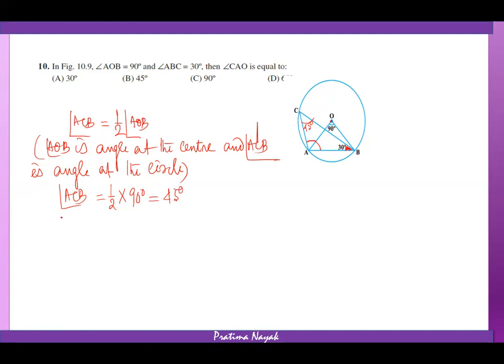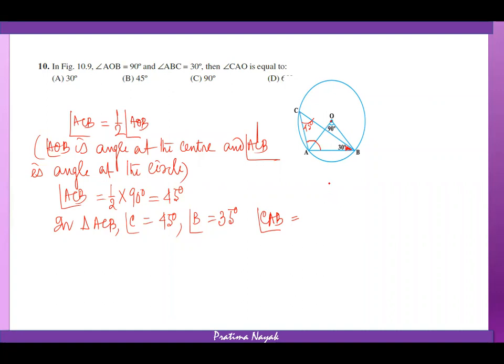So now you take triangle ACB. Angle C is equal to 45. Angle B is equal to 30. I need the angle CAO. First I am getting CAB. So how much will CAB be?